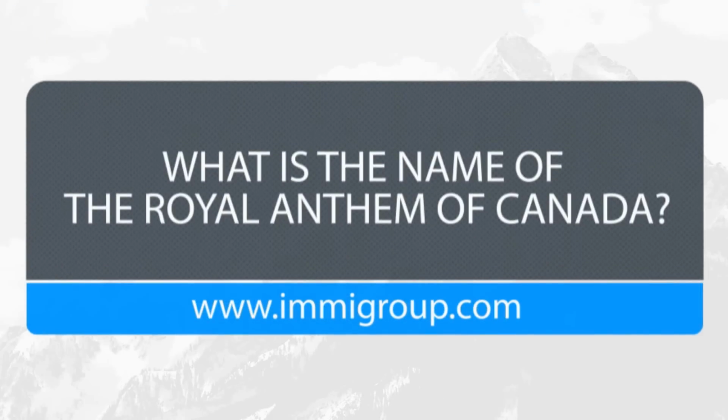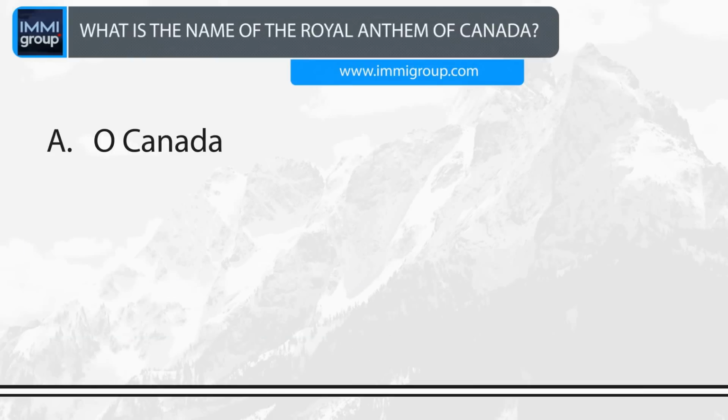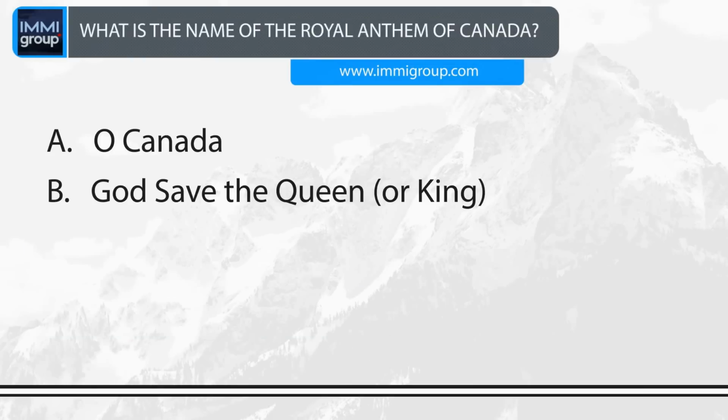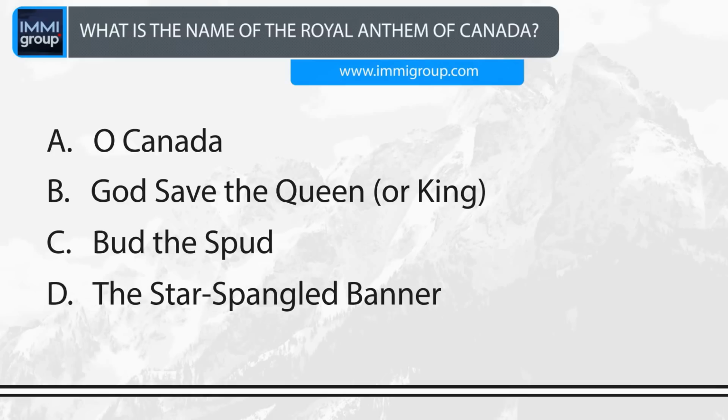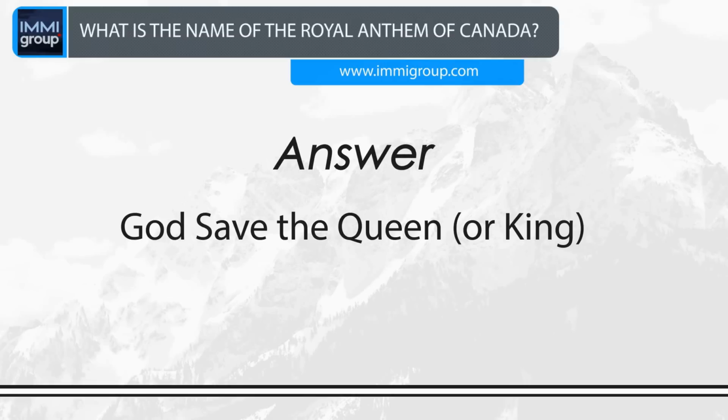What is the name of the Royal Anthem of Canada? A. O Canada. B. God Save the Queen or King. C. Bud the Spud. D. The Star-Spangled Banner. Answer: God Save the Queen or King.